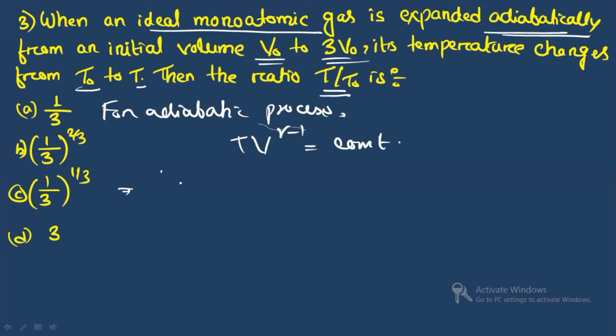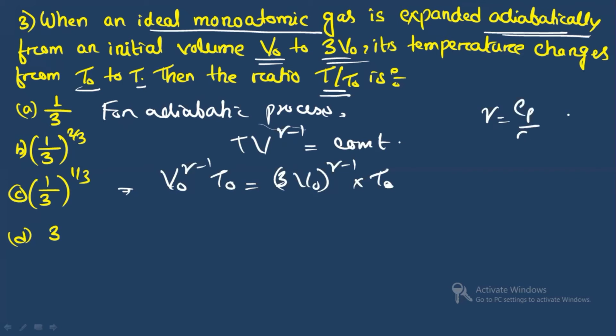It will be V0 to the power gamma minus 1 times T0, equals 3V0 to the power gamma minus 1 times T, because it is the final one. Now, gamma for a monoatomic gas, Cp by Cv, equals 5 by 3. So this value you will use here. You have to find the ratio T by T0.